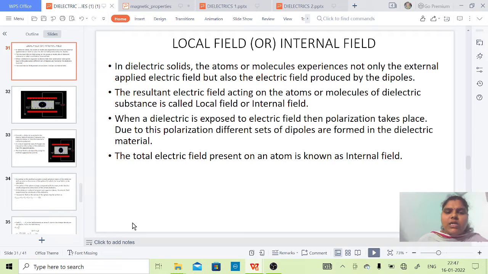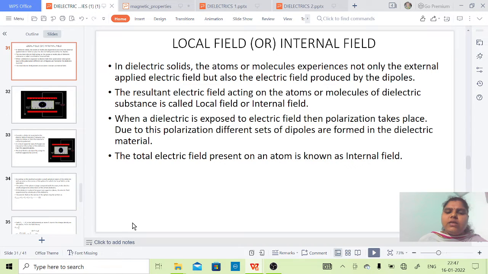In dielectric solids, the atoms or molecules experience not only the external applied electric field but also the electric field produced by the dipoles. That means there will be an internal electric field generated by the dipoles. So the resultant electric field acting on the atoms or molecules of a dielectric substance is called local field or internal field. So we are going to study about that internal field or local field.